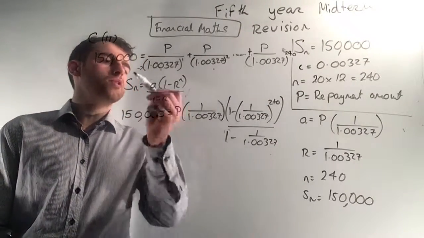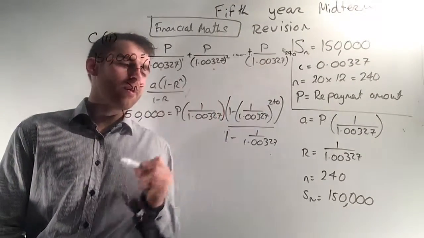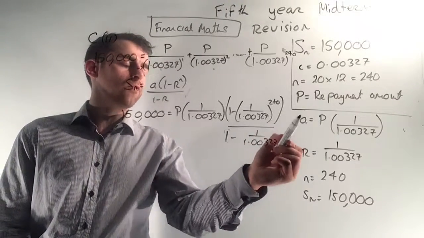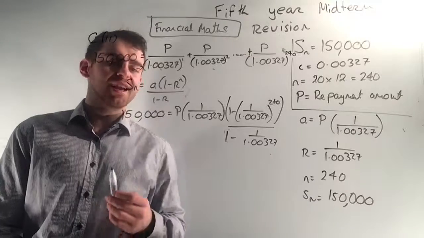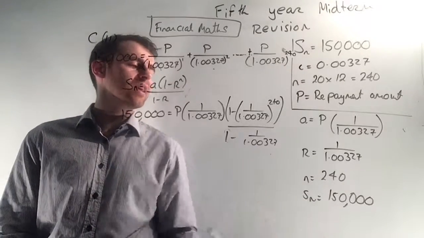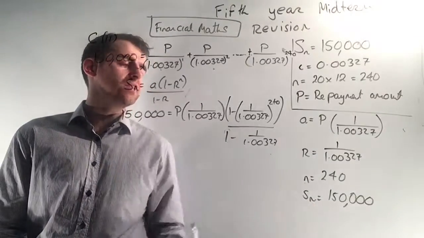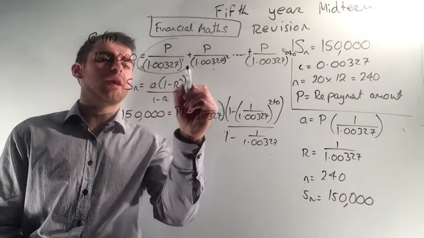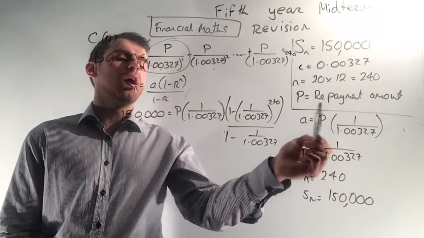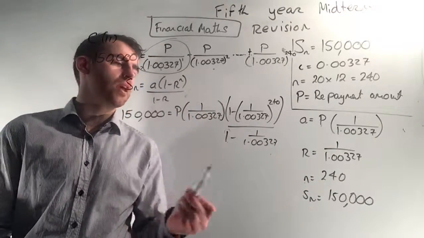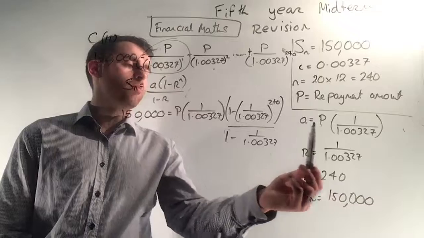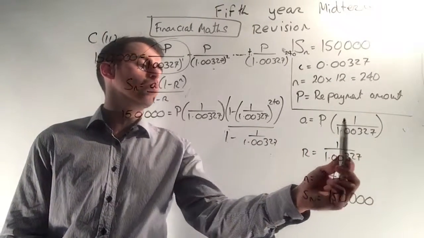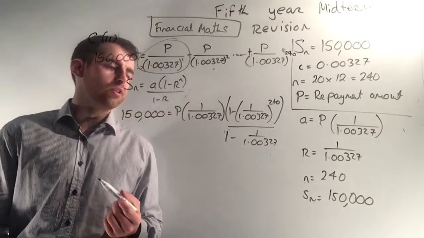Okay, so once I've come up with that, this is actually a geometric series, and now I can come up with my A, or my first term, my common ratio, and my Sn. I've already mentioned that Sn is 150,000, that n is 240. The first term A will be this term. The first repayment that he made was P over 1.00327, but I'm factorizing out my P because it'll be easier for manipulation. So I'm writing my first term as P times 1 over 1.00327.